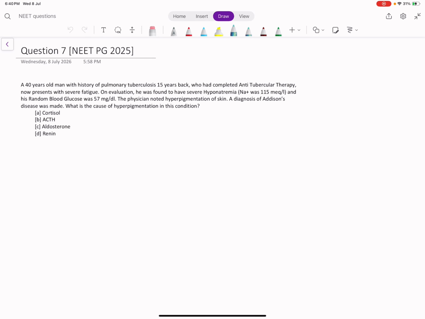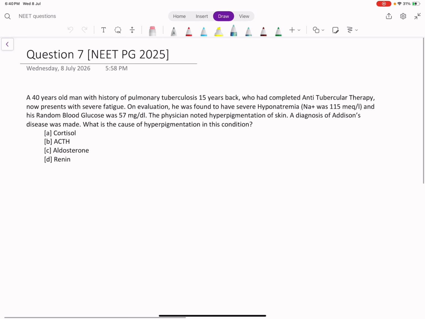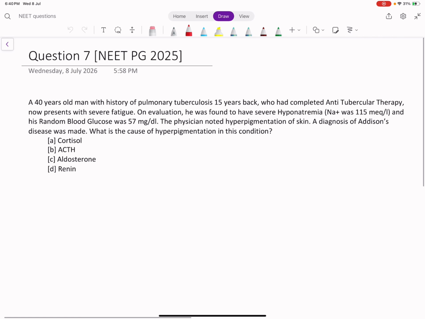Coming to question 7 of the NEET previous year question discussion series. To understand this question, we will read from the last line. A diagnosis of Addison's disease was made. What is the cause of hyperpigmentation in this condition?